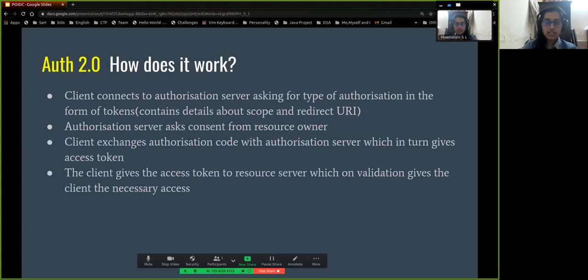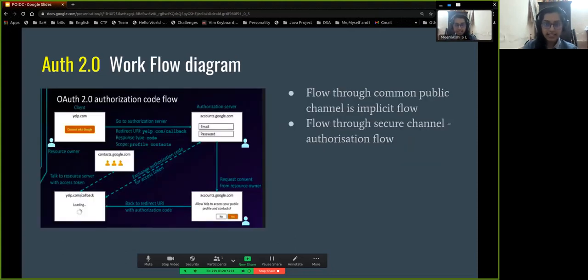So how does it work? Let's just look at the diagram and I'll explain that. Suppose we have a client, yelp.com, and it needs authorization to access contacts from contacts.google.com. So it goes to the authorization server, which in this case is accounts.google.com. It'll pass a message telling about the scope, and it'll pass redirect URIs. The scope, which is profile and contacts, is what Yelp.com, the client, needs to access.